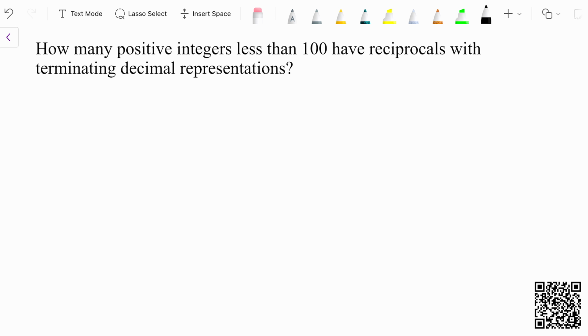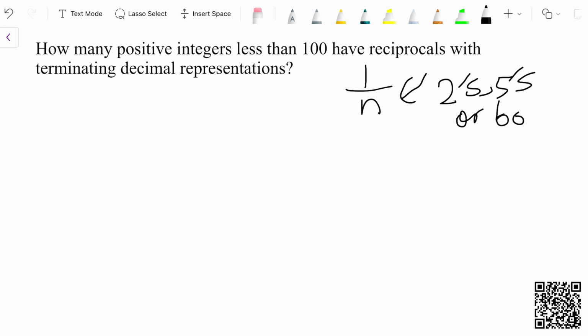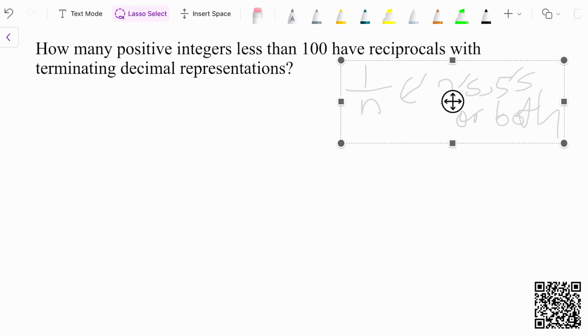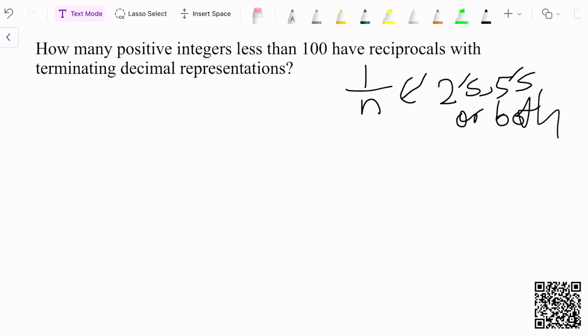So it's important to point out here that, like I explained in a previous video, for 1 over n to be a terminating decimal or a finite decimal, n has to only have twos or fives, or both, in its prime factorization, and only twos, fives, or both. So that's important to point out when we're doing this problem.